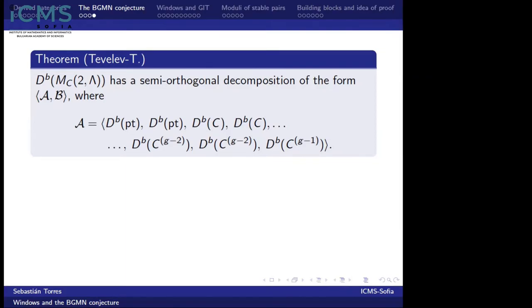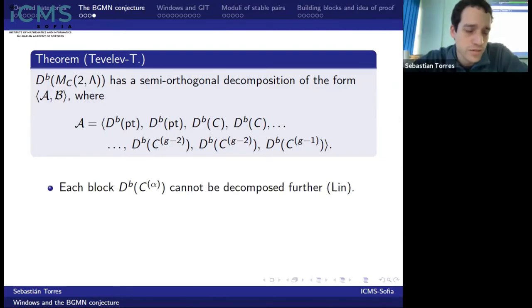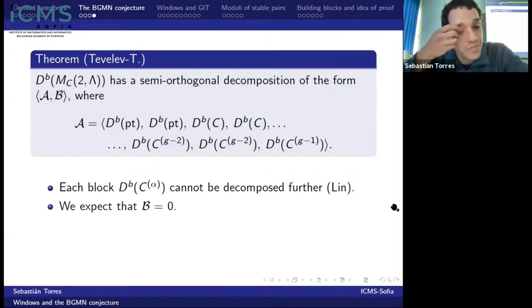One thing that's interesting is that there's this paper by Lin very recently that shows that each of these blocks cannot be decomposed further. So this decomposition is kind of Jordan-Hölder, and it can't be split any further on the A part. B, we don't know. But we expect that B should be zero, hopefully. That would prove the entire BGMN conjecture, if we show that B is zero.